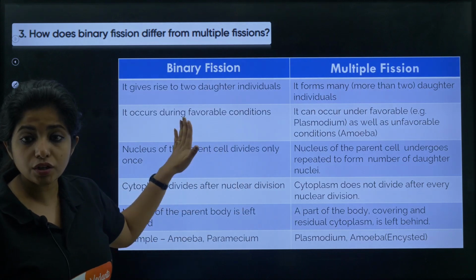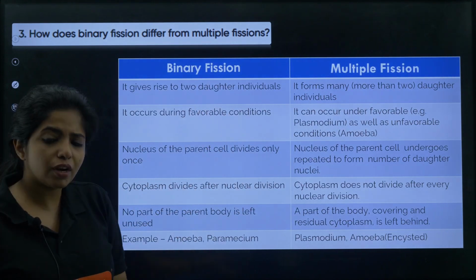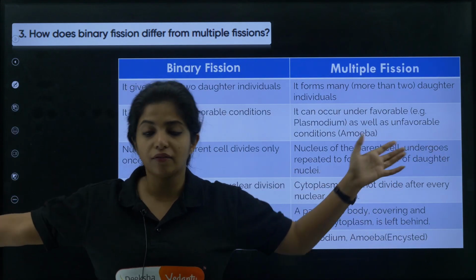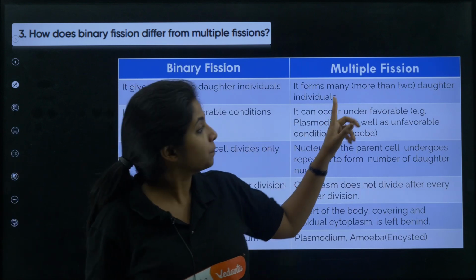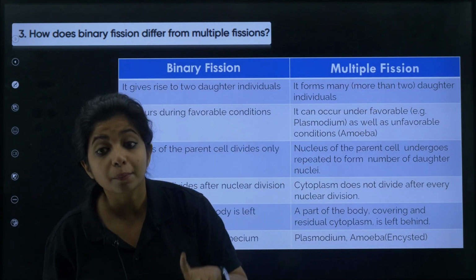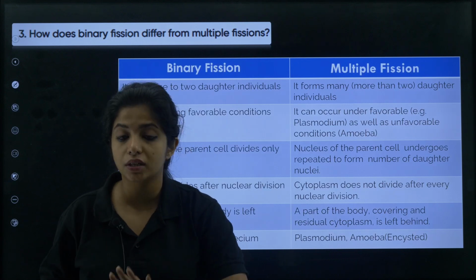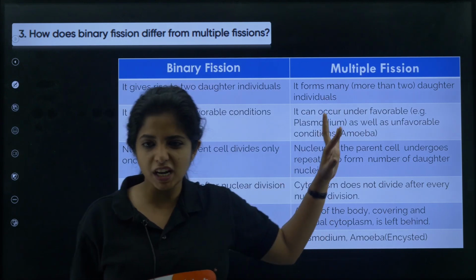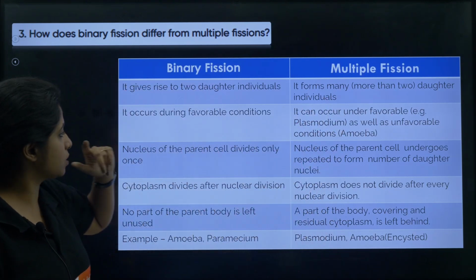Now binary fission, it occurs during favorable condition. Binary fission generally happens in amoeba when it is in a good mood. But basically multiple fission happens during favorable condition in the case of Plasmodium, but amoeba also does multiple fission when the situations are not favorable. For Plasmodium it's a normal situation, but for amoeba it's quite different.